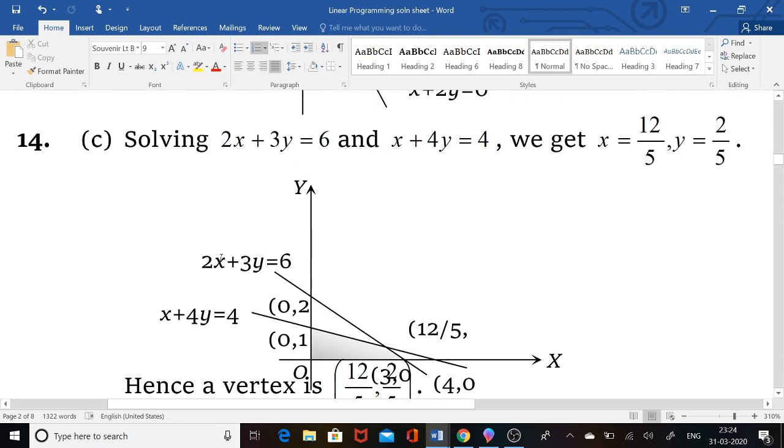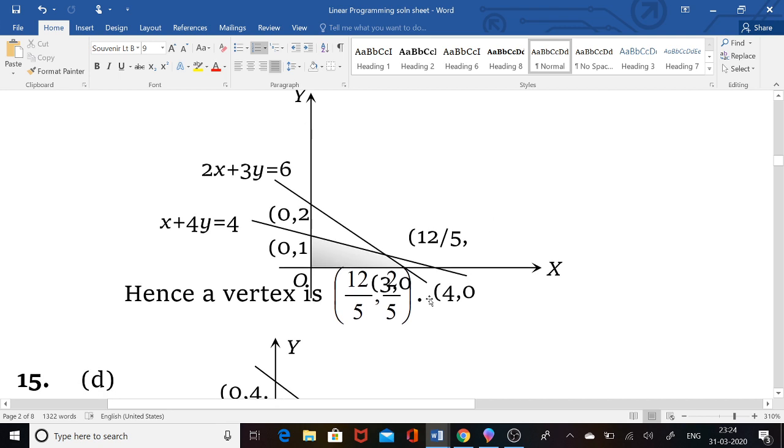Come to the 14th part. When you solve 2x plus 3y equals 6 and x plus 4y equals 4, you will be getting x as 12 by 5 and y as 2 by 5. Now you try to plot this graph. When you're plotting these two lines, x plus 4y equals 4 and 2x plus 3y equals 6.